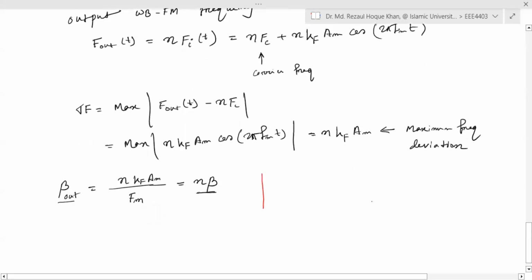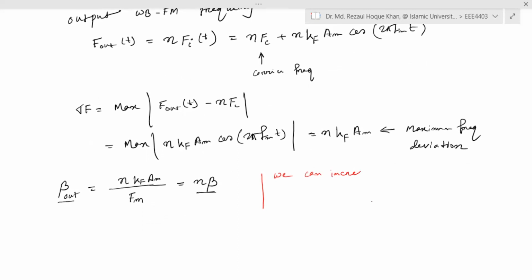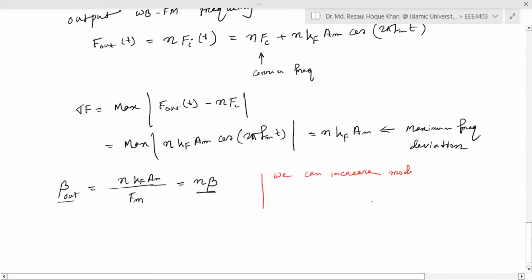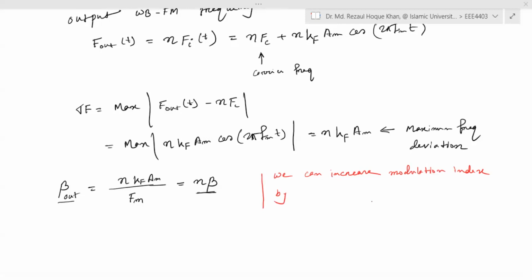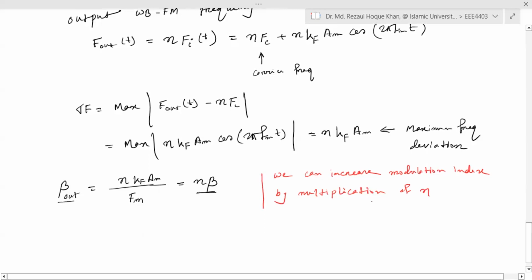So what we can say is that we can increase the modulation index by multiplication of n. We can increase the modulation index by n times.